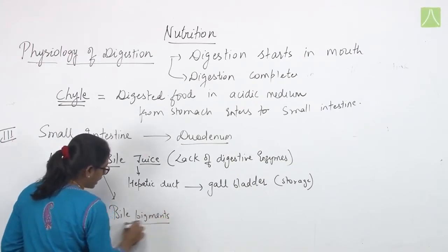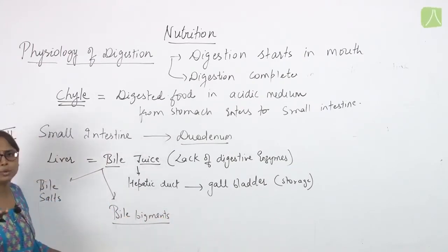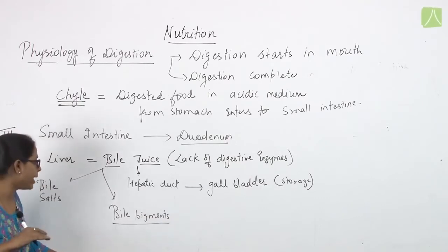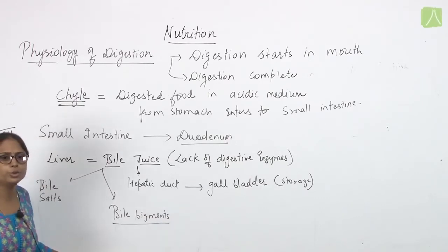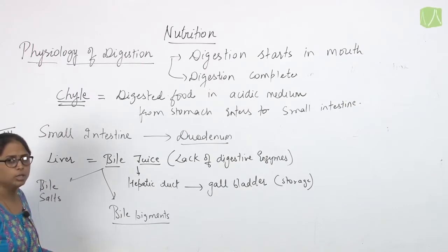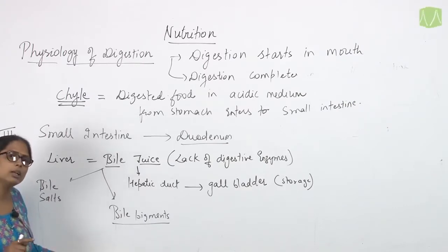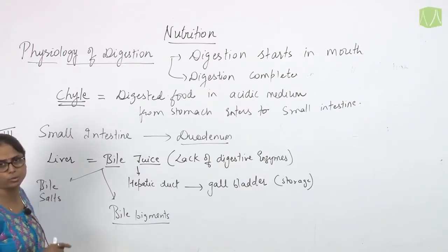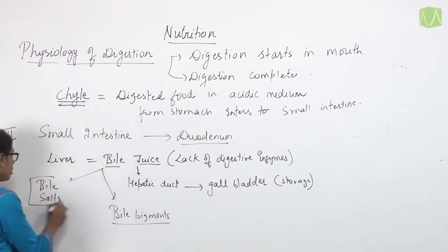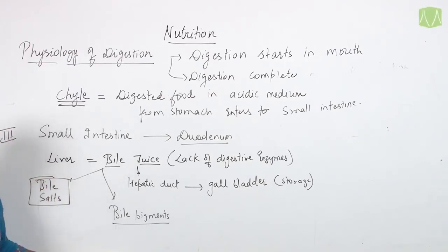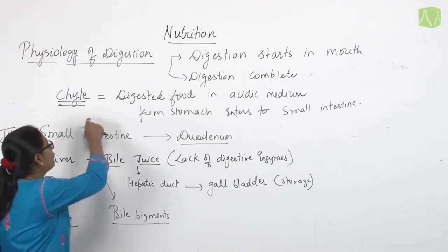Bile pigments have no important role in the process of digestion, but they provide color to the urine and to the fecal matter. So our urine color and the color of fecal matter is due to these bile pigments only. Bile salts are the important component. These salts are alkaline in nature and will neutralize the acidic condition of chyle.